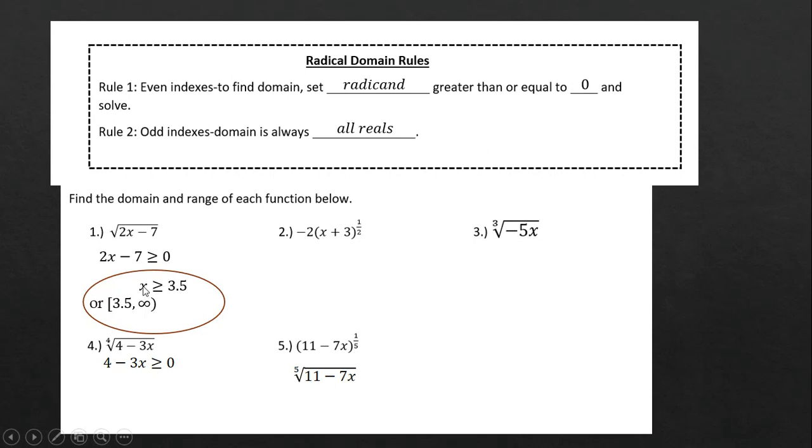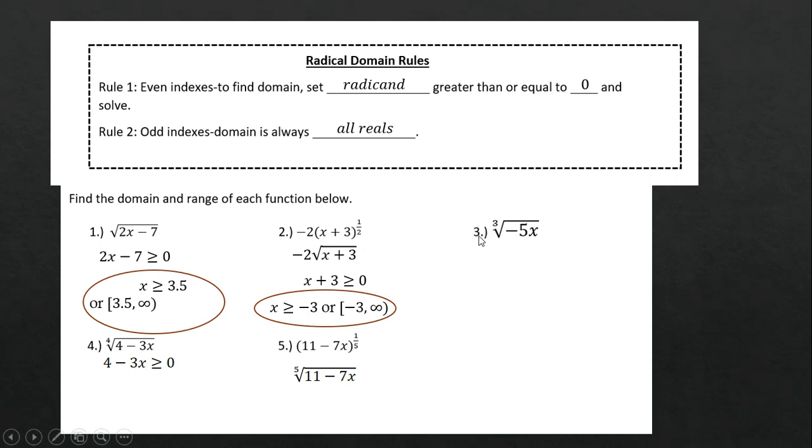So you could either write x has to be greater than or equal to 3.5, or you can turn it into interval notation. Number 2 is the exact same scenario, except I used exponential form. So what I'm going to do is change this into radical form, so it looks more like number 1. And I don't care about what number's out here when it comes to domain. I just need to make sure that this inside is greater than or equal to 0. So that's what I'm going to set up. And anything above or equal to -3 will work in number 2.